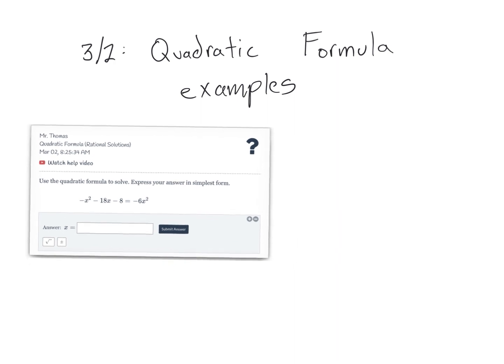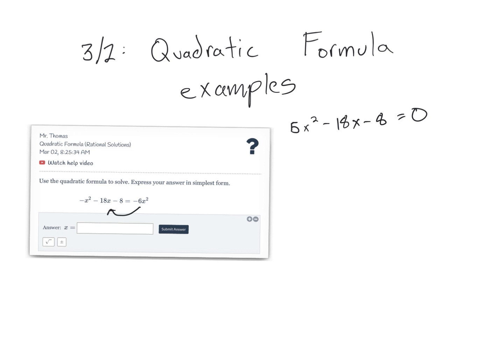Let me use the quadratic formula. With this equation, let me move the 6 over there. That involves adding. So if we add 6x squared on both sides, we'll get 5x squared minus 18x minus 8 equals 0. Okay, I like that. And if we want to factor, we could for sure.